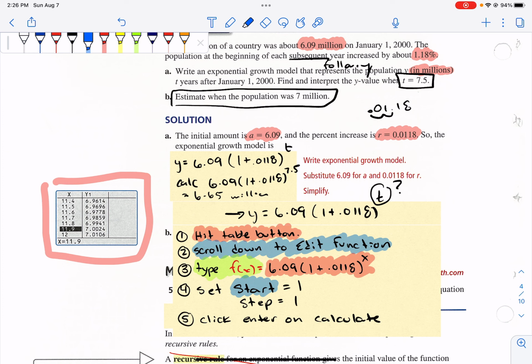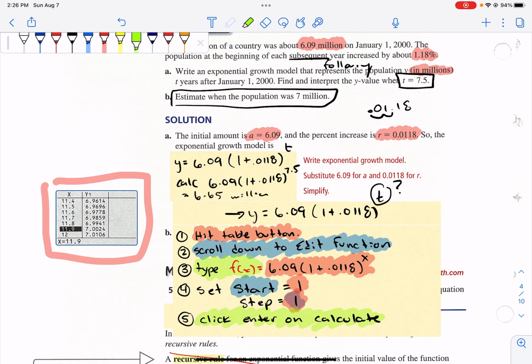Because then you would make this step a 1. Do you want to start at 10 and count by tens? Then you would start at 10 and your step would be 10. You would go 10, 20, 30, 40. So it's going to ask you to put in values where you want to start and how much you want to skip each step. So start at 1 and skip 1, all right? And then you're going to click enter, and it's going to take you to a table.